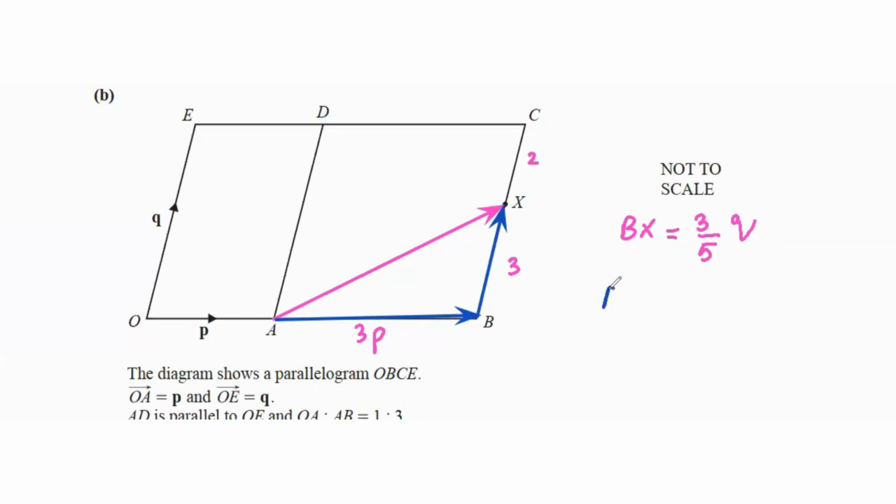So I'm going to do AB plus BX, which is going to be 3P plus 3/5 Q. That is your answer for this.